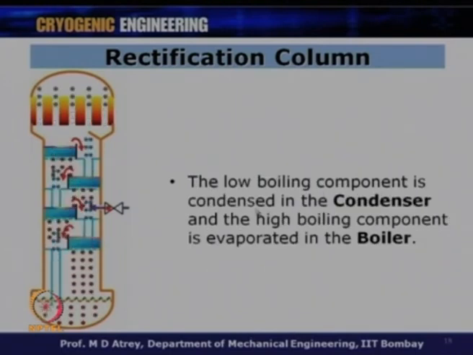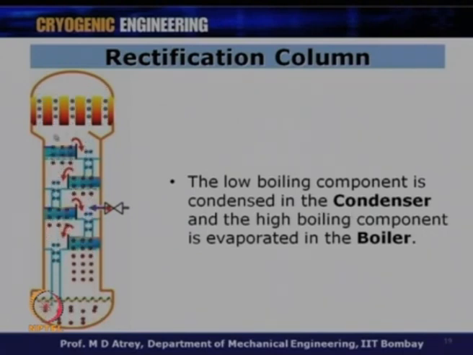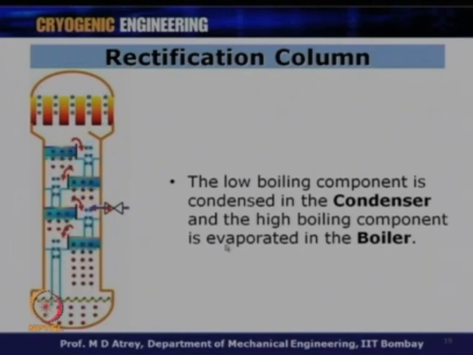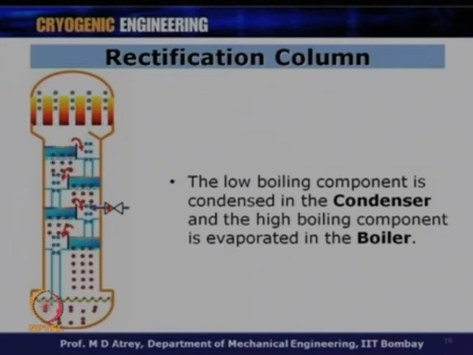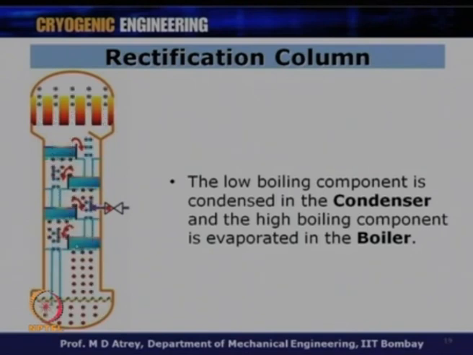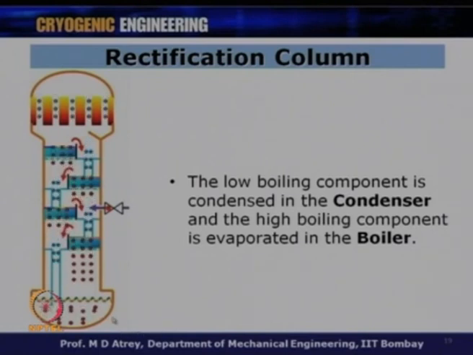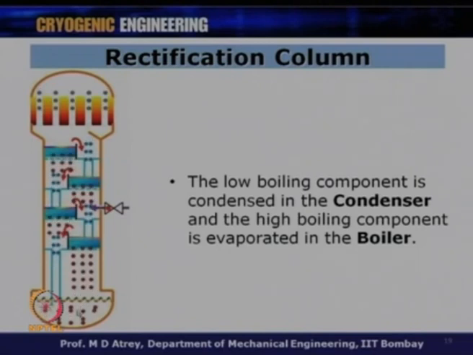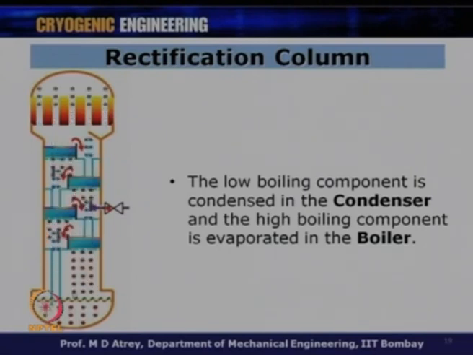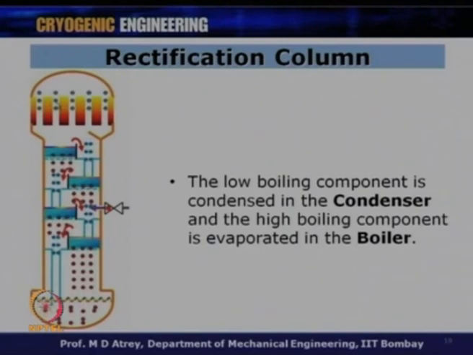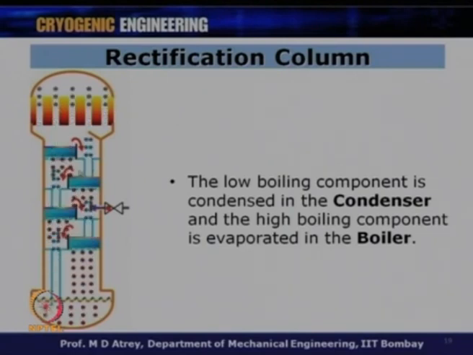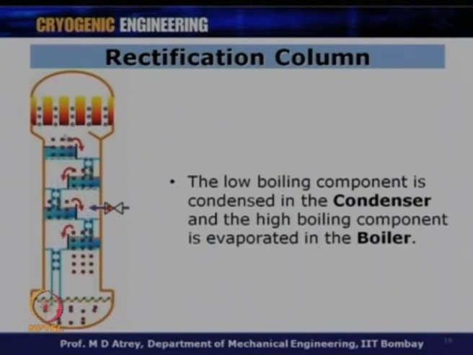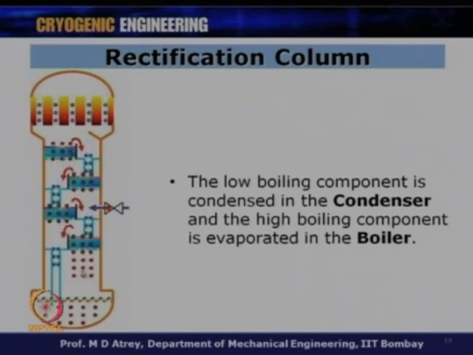The low boiling component is condensed in the condenser. So, ultimately the vapor would reach the top, the low boiling component will get condensed at this point, and the high boiling component is evaporated from the boiler. In order that vapor always goes up and the liquid always comes down, we will have a boiler at this point and a condenser at this point. This boiler ensures that the high boiling component is always getting evaporated. That means there is always a vapor feed. The condenser ensures that the liquid is always flowing down. So, these two ensure that the counter flow arrangement of the liquid and the vapor flow is always ensured.